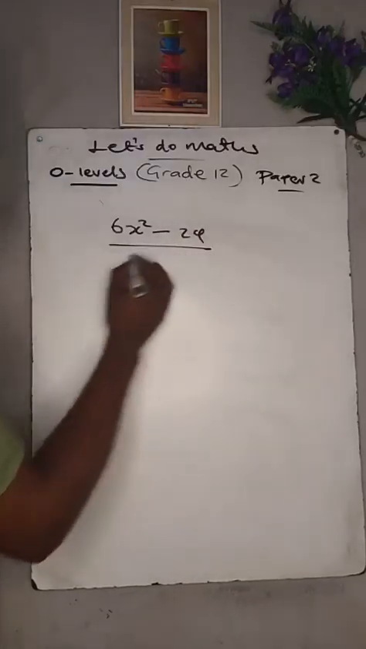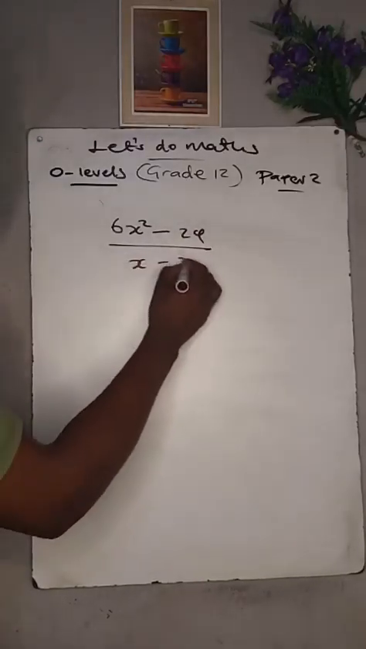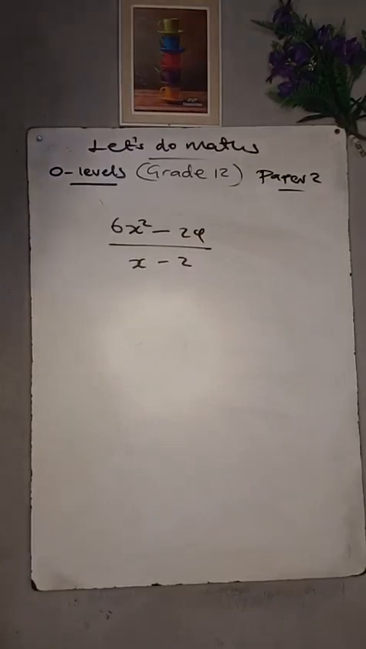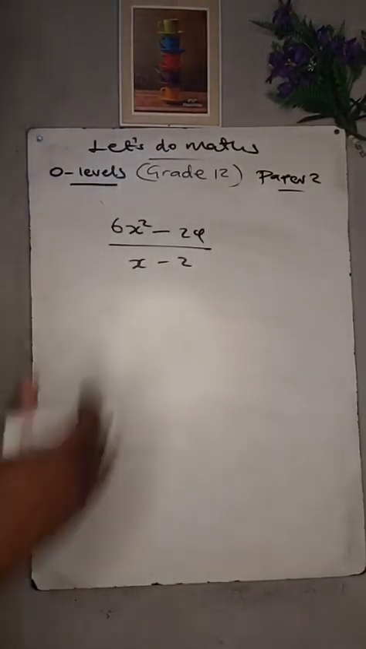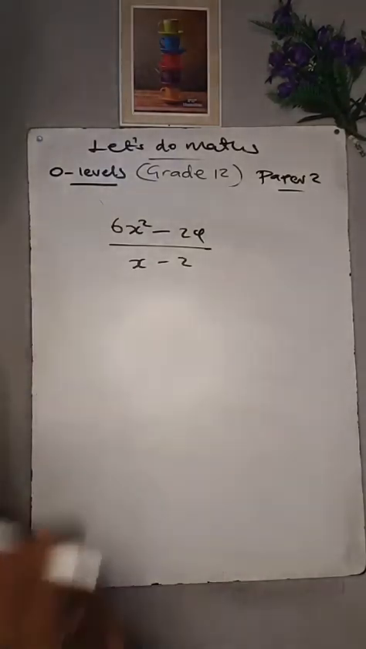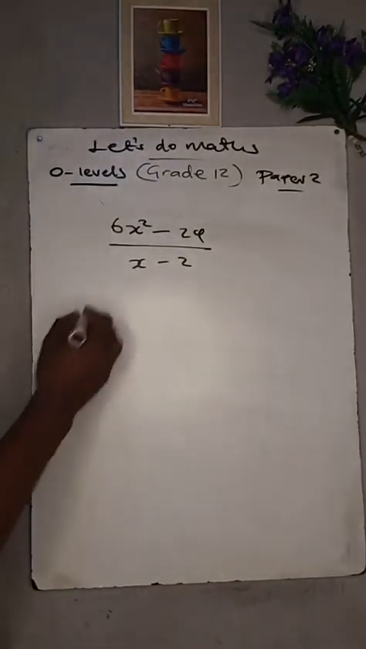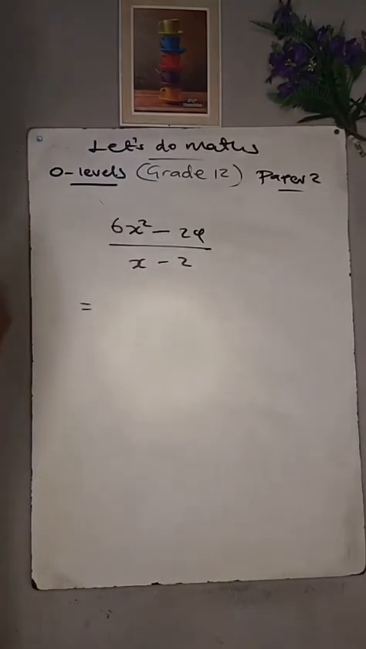24 over x minus 2. That's what we have there. We have been given this and they're asking us to simplify. Hey Kiki, they're asking us to simplify. Please tap the screen for me. DJ Romy, I see. How do we simplify such a question?